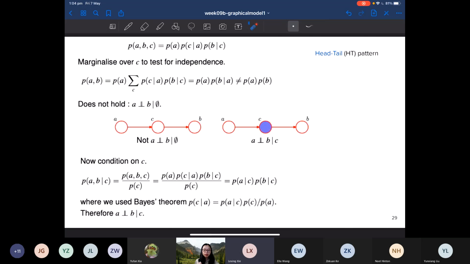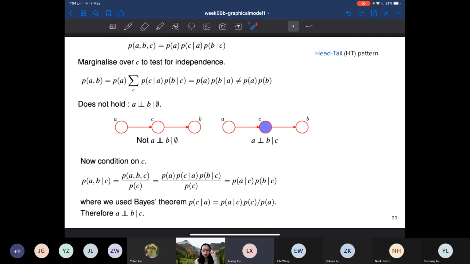And then we can say that if C is unobserved, does the joint of A and B factor? The short answer is it does not, because in this pattern, we can marginalize over C, so C vanishes, and then B directly depends on A now.